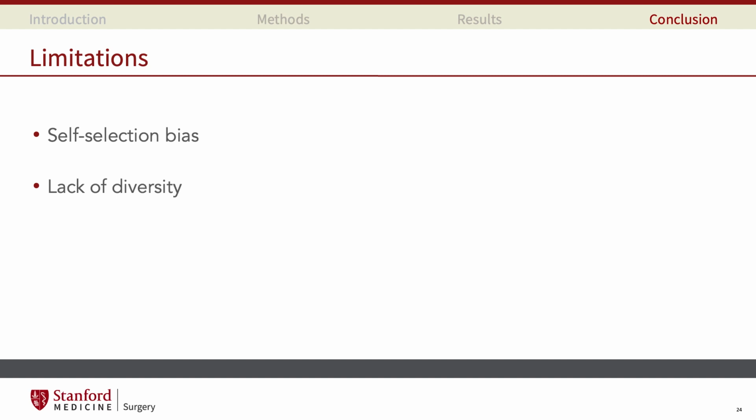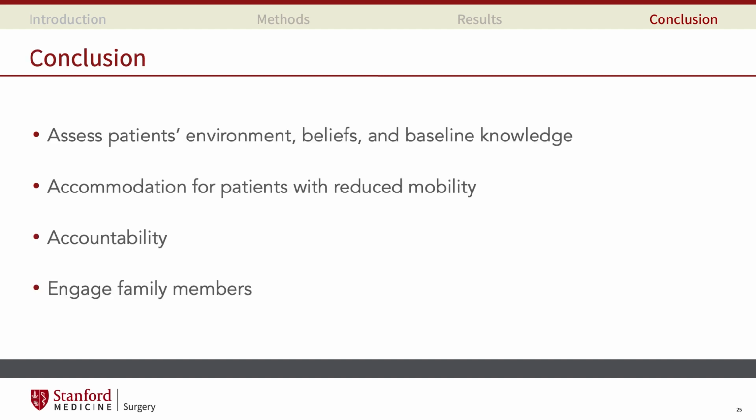Right now, we're trying to interview patients who are refusing to enroll in the study to understand also their point of view. But in conclusion, the study provided valuable insights on how to improve adherence in future prehabilitation programs, such as the importance of assessing patients' environment, beliefs, and baseline knowledge, the importance of personalizing the exercise to accommodate patients with reduced mobility, the importance of accountability and of engaging family members in the prehabilitation too.